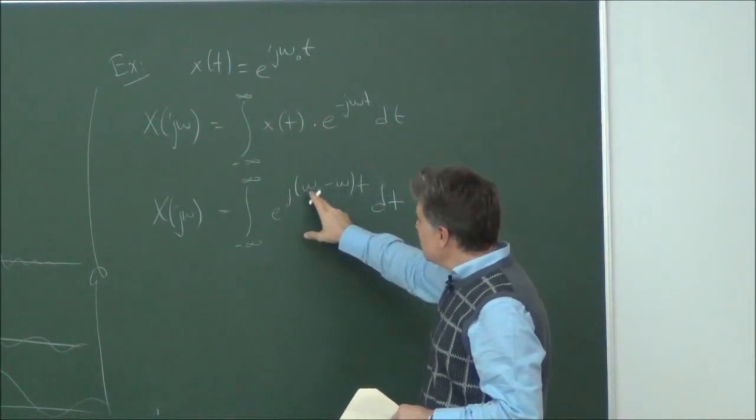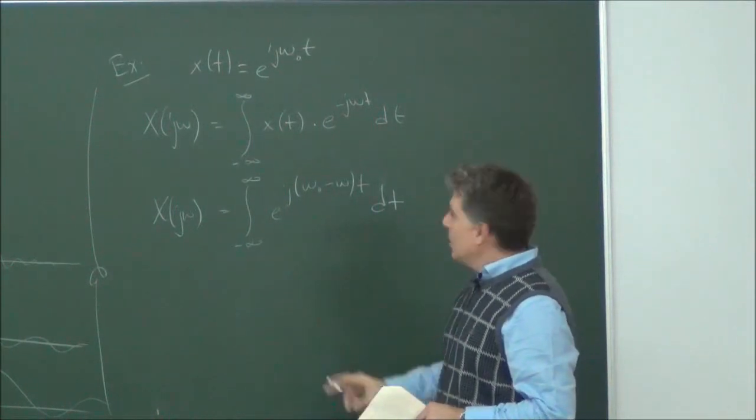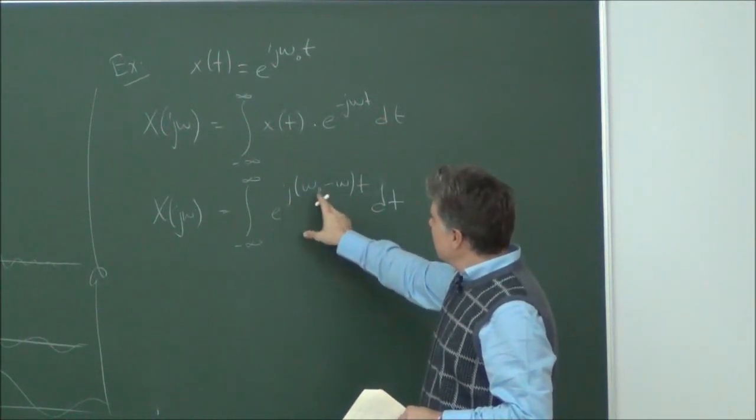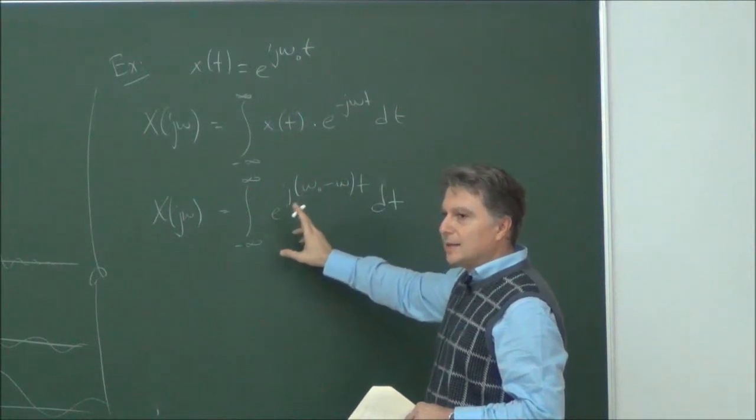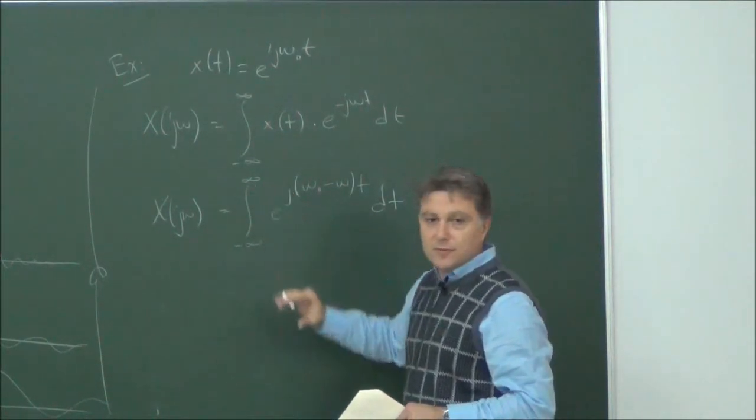But when omega is equal to omega 0, it is e to the 0, integral of 1. What is the integral of 1 from minus infinity to infinity?